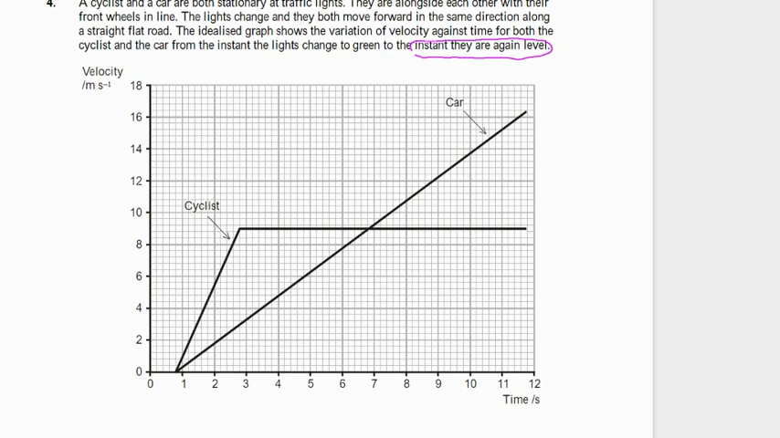So they both start off stationary at the traffic lights, so they're not moving. That's that point there. The light turns green, and then the race starts. So as soon as the race starts, it's at 0 seconds. Why did it take 0.8 seconds for them to start increasing their speed? Both of them start increasing their speed at 0.8.